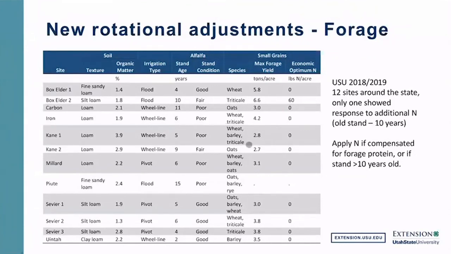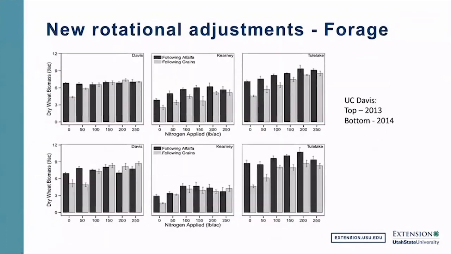And so the take home there is apply nitrogen only if your stand is greater than 10 years old on forage grains. And that's consistent with other data. I won't go into the Davis, but it's consistent with other data around the country in various similar tests. So with that, I'll be done tonight.